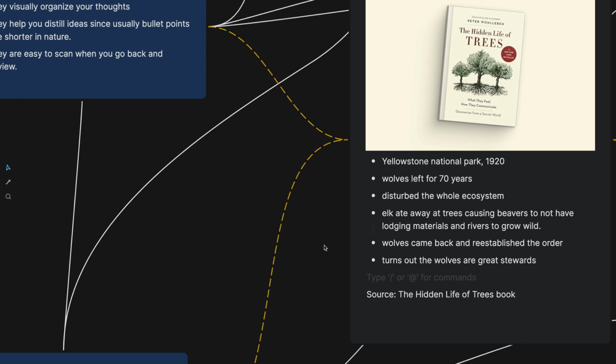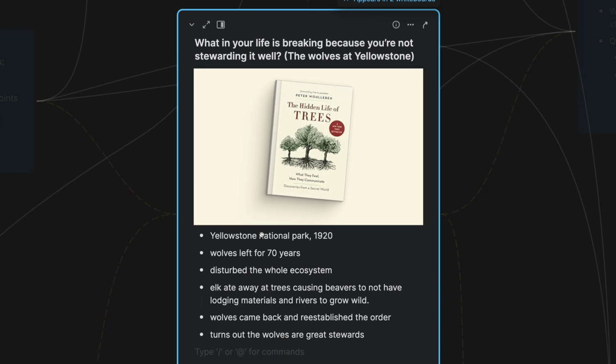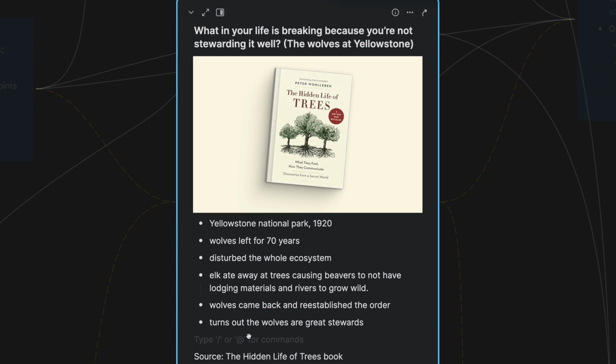And then, as I considered this story right here, I had that question come up because I was considering it in the context of my life. And the idea that I was considering is wolves are great stewards. And the fact that when they left, things were falling apart, right? And then when they came back, it was restored. So my question that I thought of was, what in your life is breaking because you're not stewarding it well? In the parentheses, the wolves at Yellowstone.